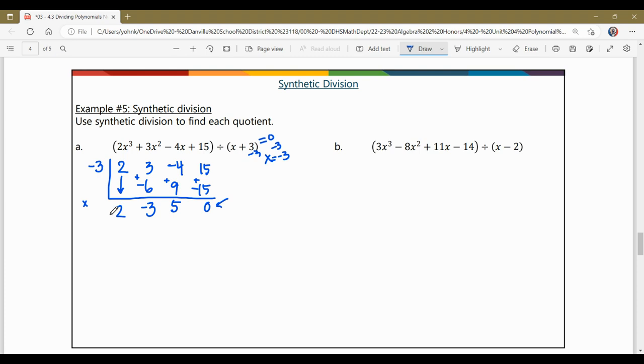I can also write what's left after I divide. This number 2 goes with x to 1 less power than the first number that I started with. So I started with x to the third. So my answer starts with x to the second. And then my powers go down from there. Write the negative 3, go x to the first. Write the 5, and do x to the power of 0. So this is really 2x squared minus 3x plus 5.